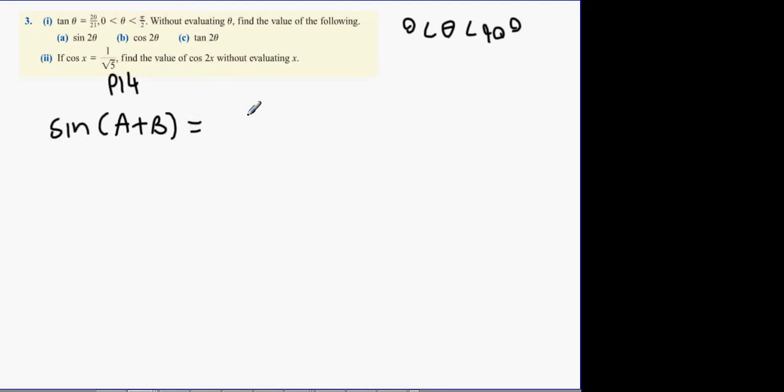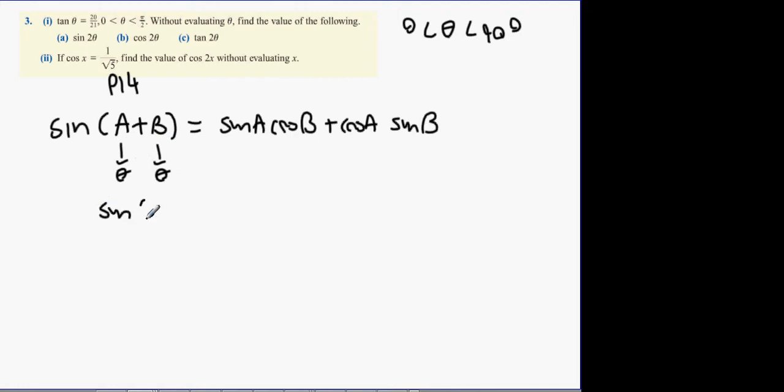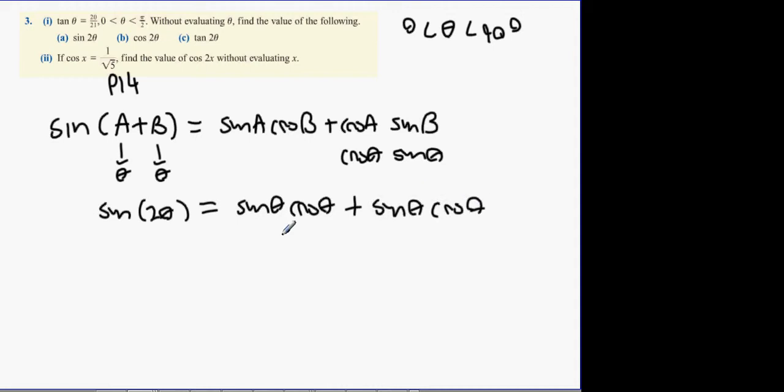You can write down sine a plus b equals sine a cos b plus cos a sine b. And what you can say then is that, look, let a be theta and let b be theta, and you get sine 2 theta equals sine theta cos theta plus cos theta sine theta, which is actually the same thing, and your answer is going to be 2 sine theta cos theta.